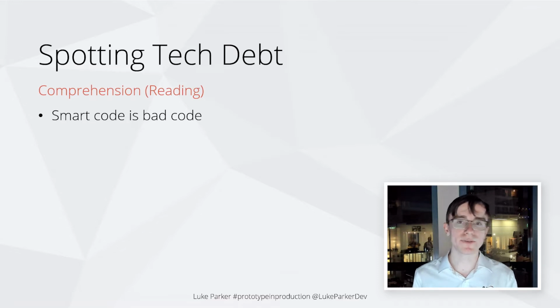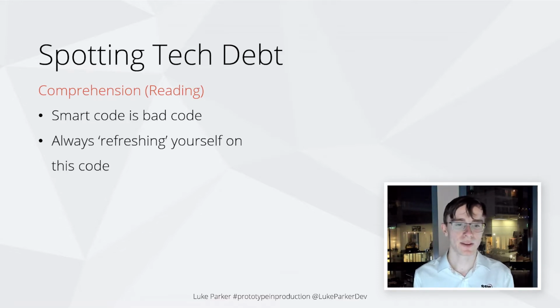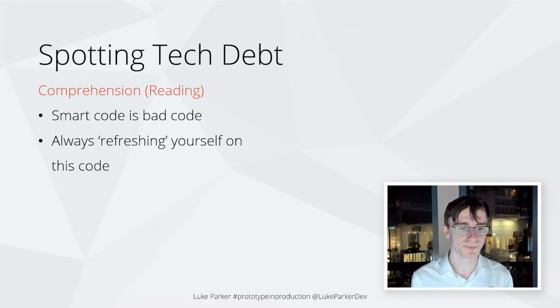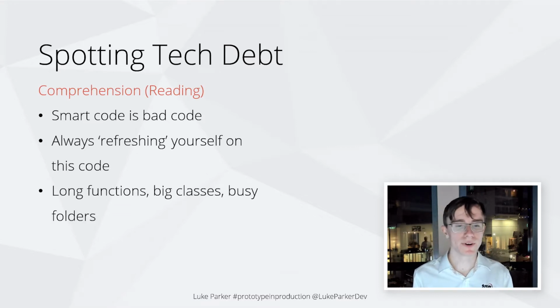Is this automatic refactoring actually readable? Is this simple? Do you find yourself always having to refresh through this code? Are you working on this project a lot and you go through this file and you always have to skim through it and read it and check the database? Then it's probably bad code. If there's long functions, big classes, busy folders, this one's a little bit less important of an indicator, but it still can sometimes help you find those problem areas.